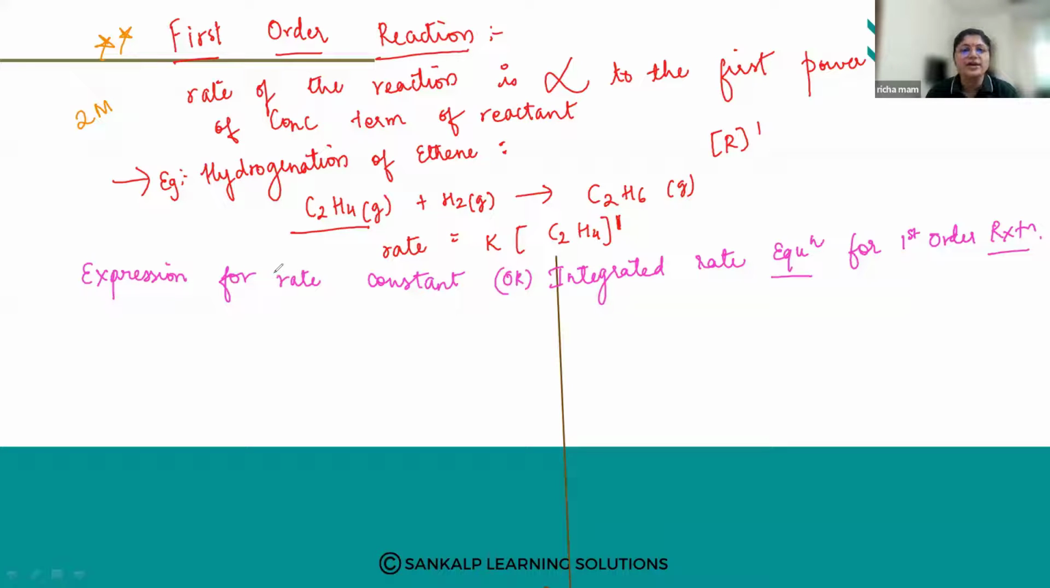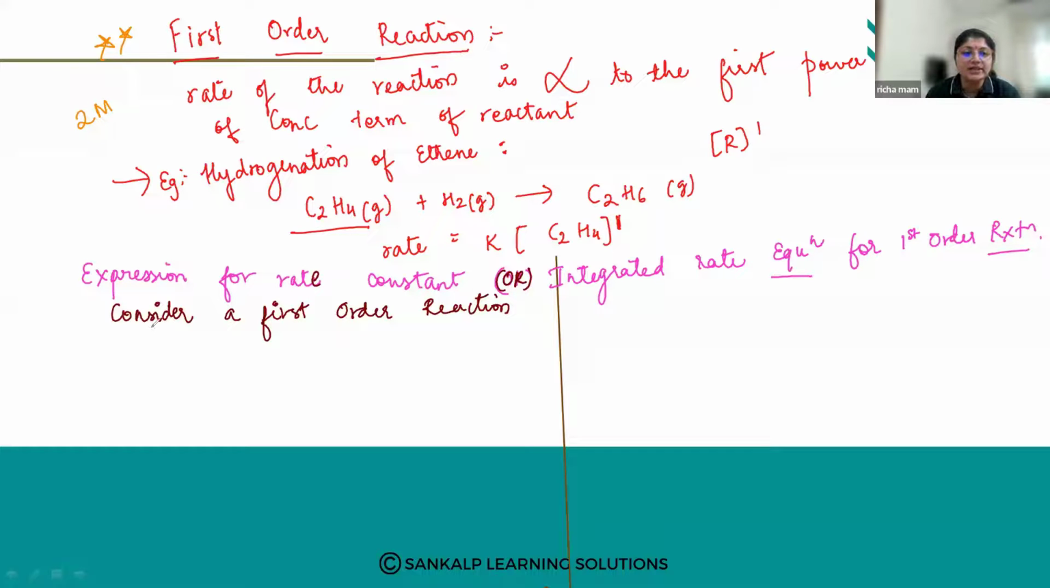So the question can be: derive the rate constant equation for first order reaction, or give an expression for rate constant. Like this, the question is asked. So consider a first order reaction. Like this it should start. How I am writing, you should follow. You should not skip any steps here.